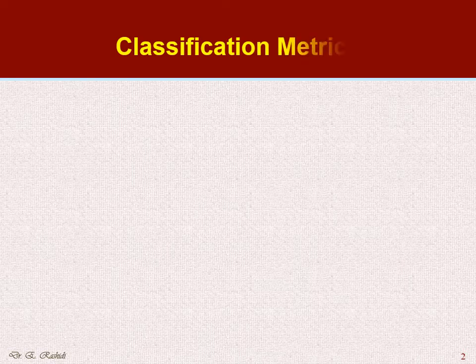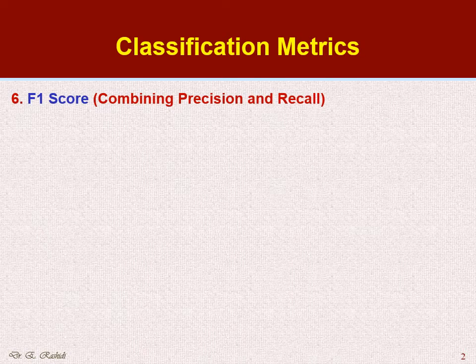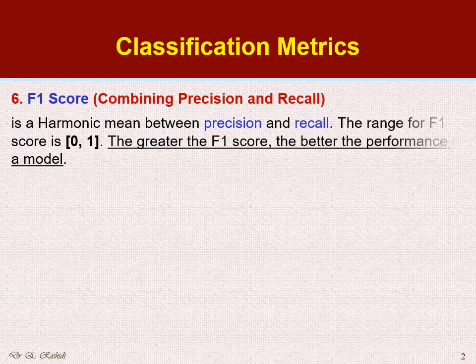Another classification metric is called F1 score, which combines precision and recall. F1 score is a harmonic average, or mean, of precision and recall. The range of values for F1 score is between 0 and 1. The greater the value of the F1 score, the better the performance of the model.